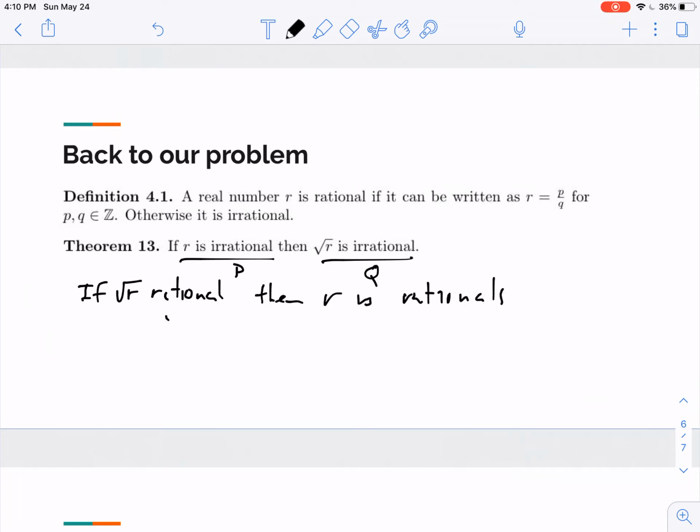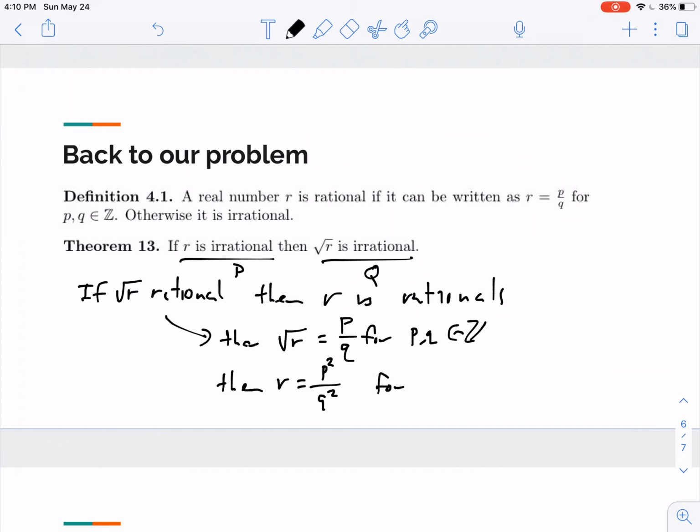So if square root of R is rational, then we can write square root of R as equal to P over Q for P and Q integers. And then that means we can square both sides and we get R is equal to P squared over Q squared, for P squared and Q squared integers, because if you take an integer and square it, you still get an integer. And that means, by definition, that R is rational, which is what we wanted to prove. So now we've proved the contrapositive, which we know is logically equivalent to the theorem. And so now we've proven the theorem.